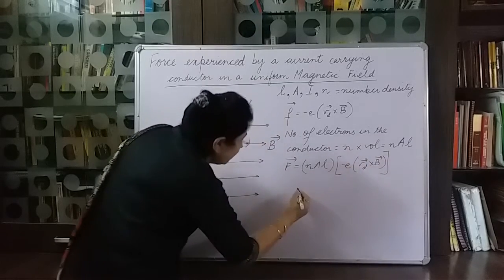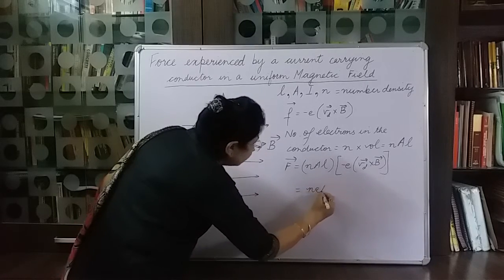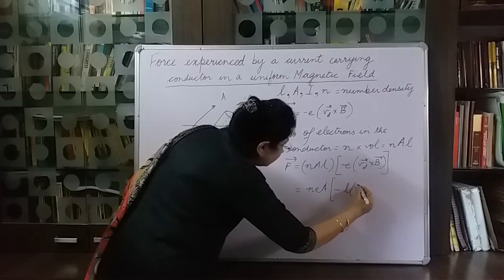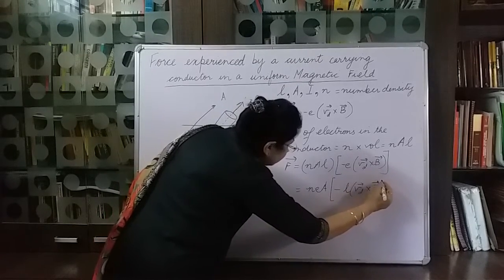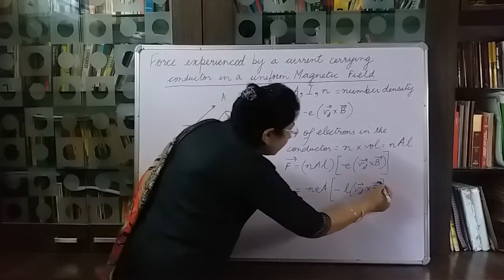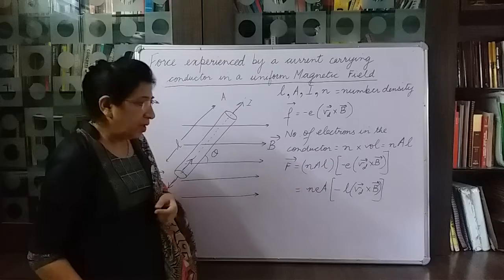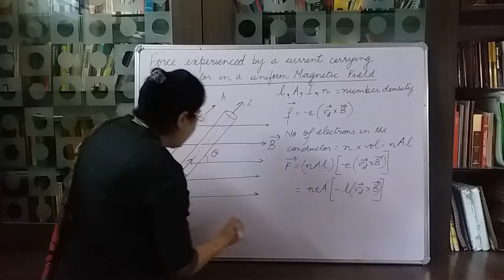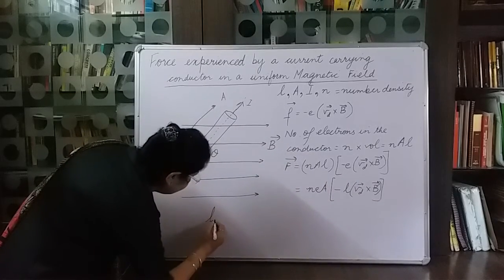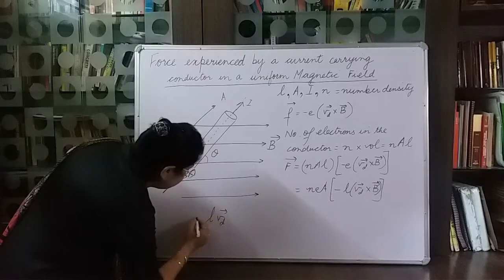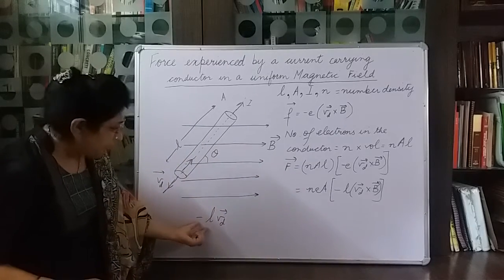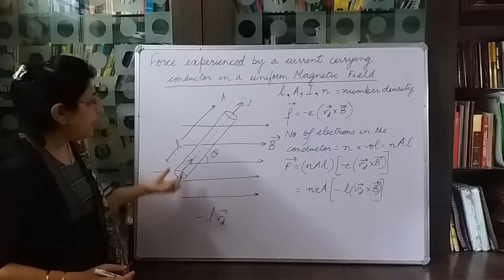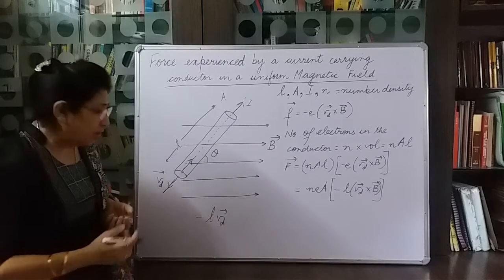Let us rewrite this expression. I have taken L inside. Now here I have two terms, L and Vd. Let me rewrite them. The direction is here minus of Vd. The direction minus of Vd means the direction of the current, which is the direction of the current element.